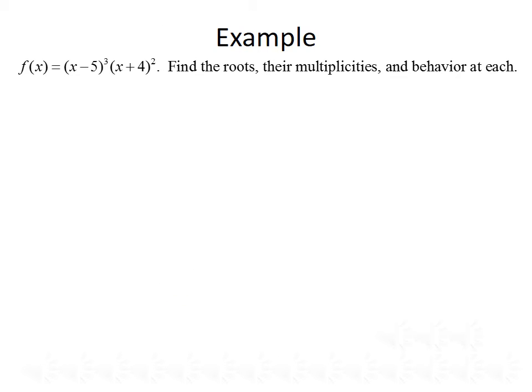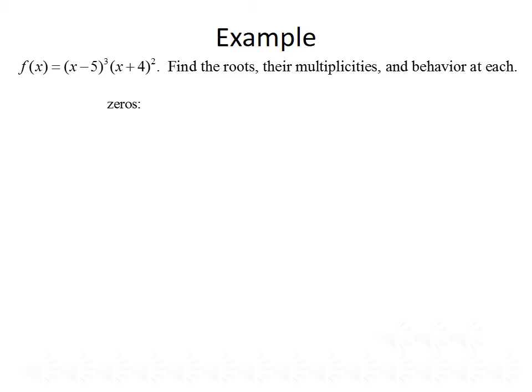So let's look at another example. f of x equals x minus 5 cubed times x plus 4 squared. We want to find the roots, their multiplicities, and the behavior at each. So take a few minutes and try to do this on your own. See if you can find the roots, their multiplicities, and their behavior at each, and then continue the lecture once you think you have an answer to go through the steps with me.